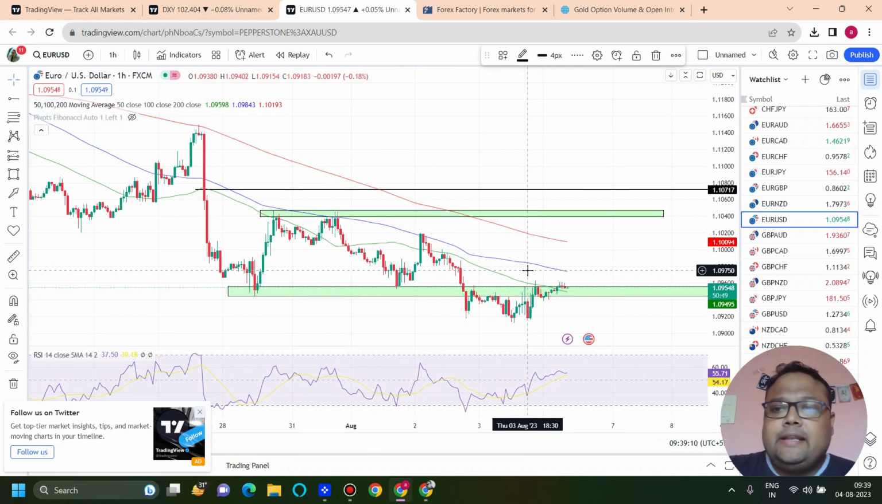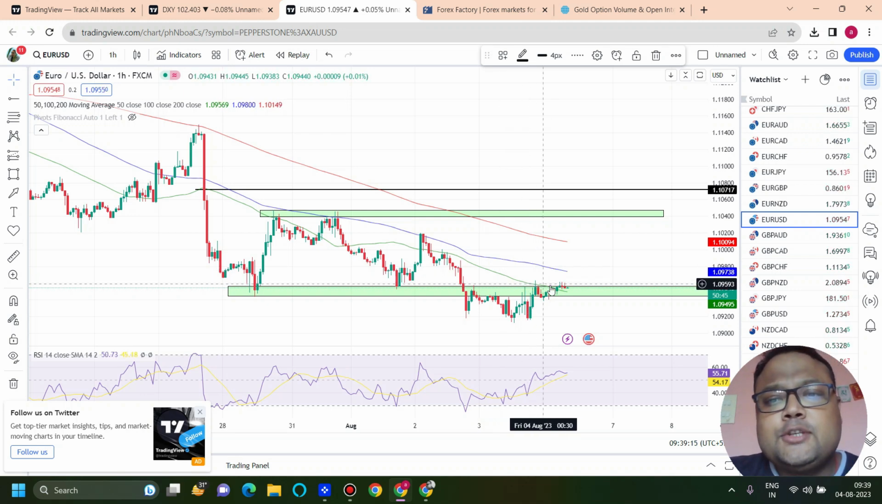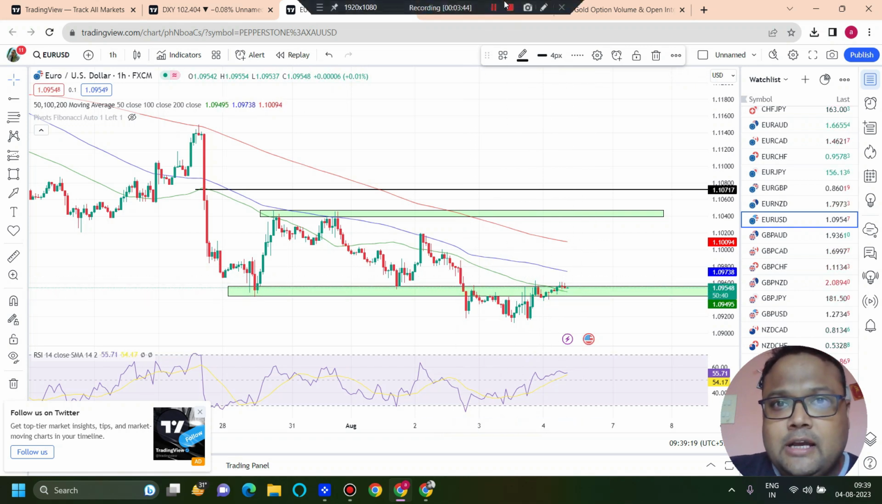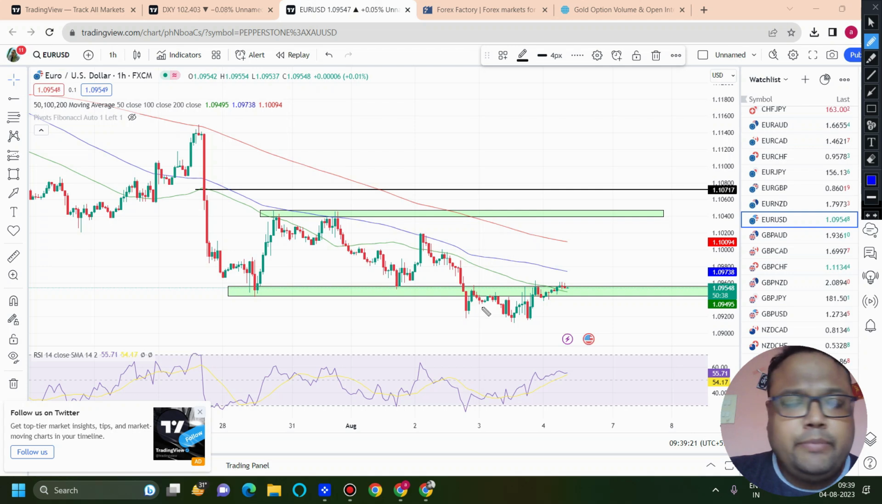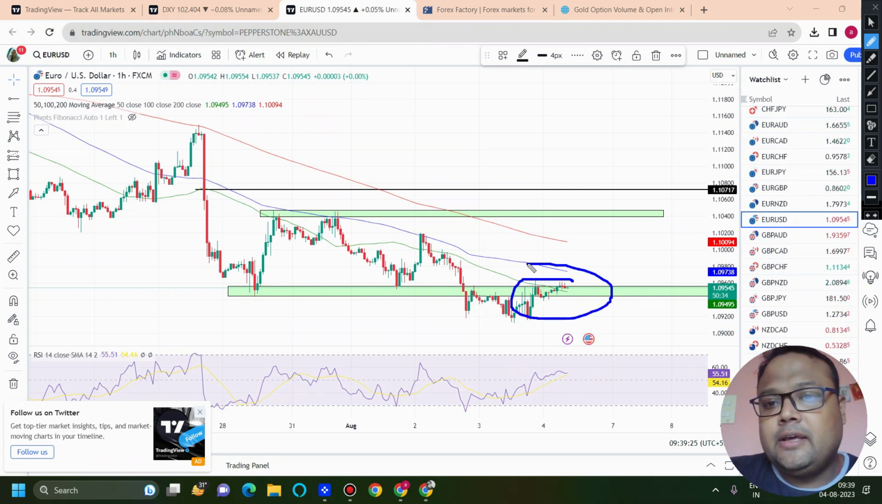And you can see that euro dollar is standing at 1.0954, and it is almost trading at the previous support right now. After going for a breakdown because of less volatility, the breakout failed and market is trading at the support only.